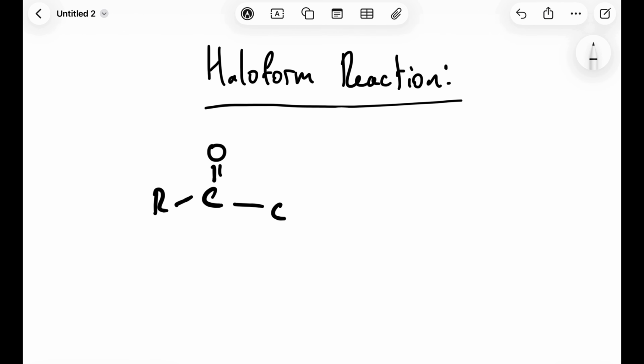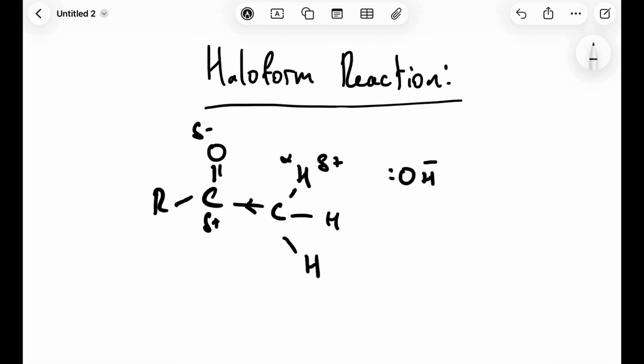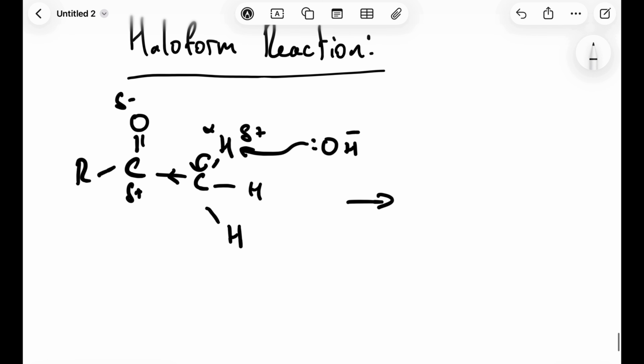We start off with a methyl ketone with 3 alpha hydrogens. You have a delta positive on the carbon and a delta minus on the oxygen. The electronegativity of the oxygen pulls the electrons towards it, which makes these alpha hydrogens acidic, which means they're susceptible to nucleophilic attack by the OH minus group.